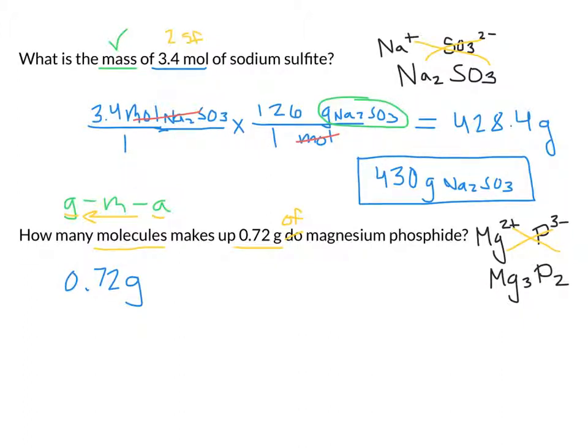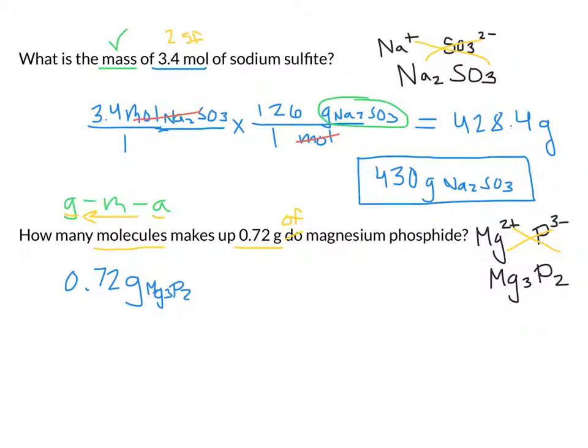Reason being is I need 3 of these to get a charge of +6 total, and 2 of these to get a charge of -6 total, and +6 and -6 cancel each other out. So by crisscrossing those numbers, we're getting the same overall charge. They're canceling each other out. We have a nice neutral compound. So this is going to be Mg3P2.